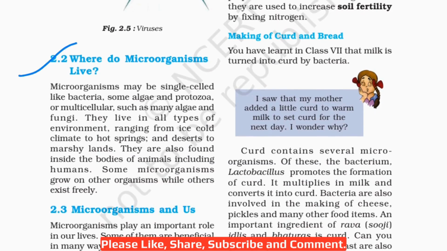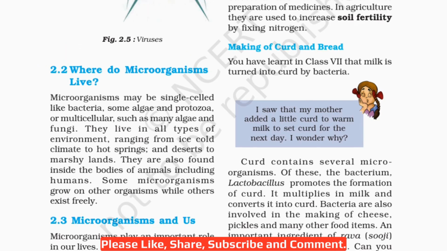2.2. Where do microorganisms live? Microorganisms may be single-celled like bacteria, some algae and protozoa, or multicellular such as algae and fungi. They live in all types of environment ranging from ice-cold climate to hot springs and deserts to marshy lands. They are also found inside the bodies of animals including humans. Some microorganisms grow on other organisms while others exist freely. So if you are asked where do microorganisms live, this whole paragraph is the answer to this question.